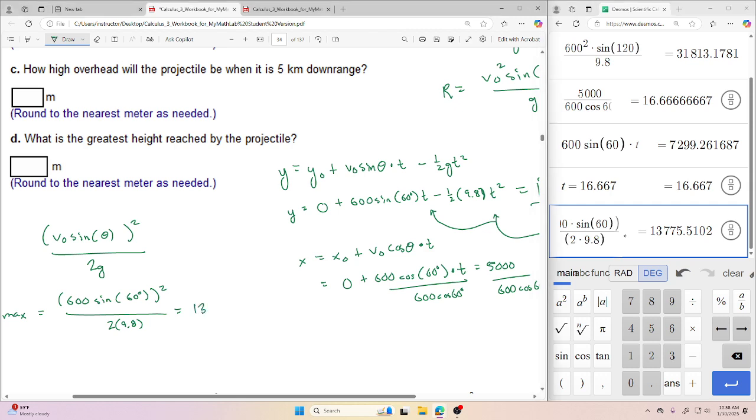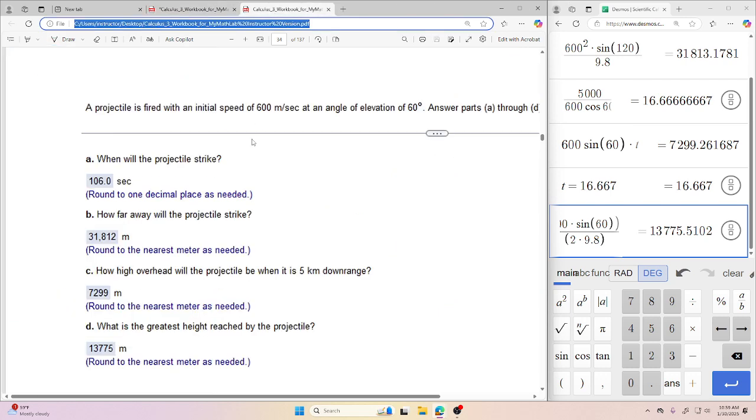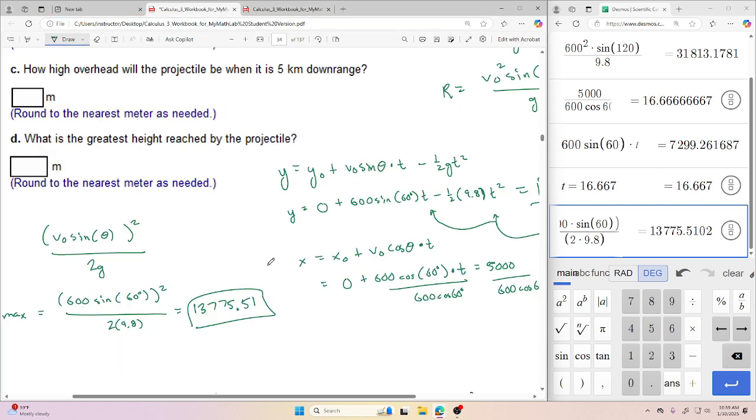Okay, 13775.51. Let's flash the answer. Yep, we're good. Okay, awesome. Again, rounding. Even in algebra classes, they have a plus minus leniency on this kind of stuff. So I'm not really worried about it, but you never know.